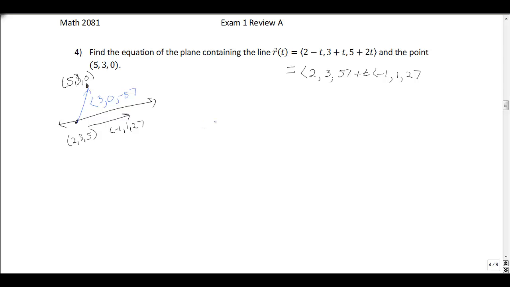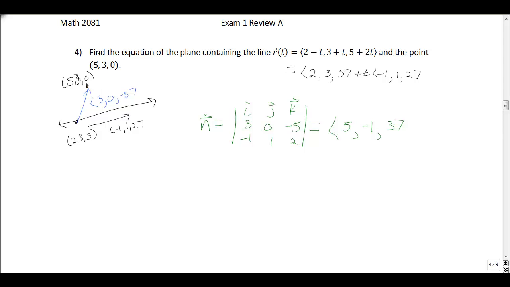So we can get a normal vector. Our normal vector should be the cross product of those two vectors. So we're going to do i, j, k, 3, 0, negative 5, and then negative 1, 1, 2. That will give us a normal vector to the plane. For our i component, we get 0 minus negative 5, that's a positive 5. J is going to be 6 minus 5, that's a 1, because j it's a negative 1. K is going to be 3 minus 0, that's a 3. So our normal vector is 5, negative 1, 3, and we have a point 5, 3, 0.